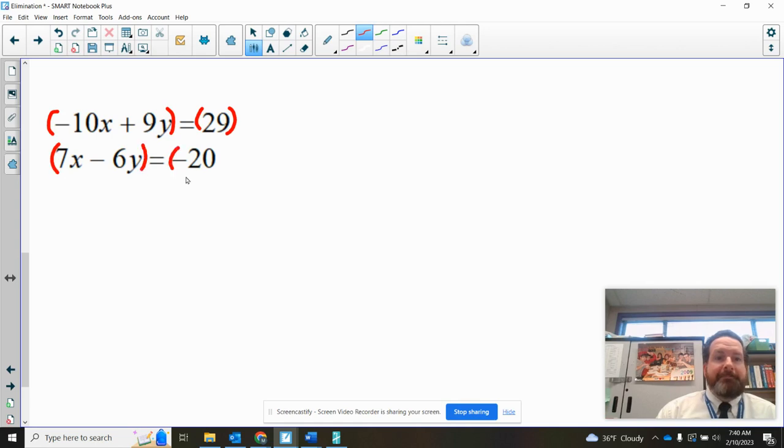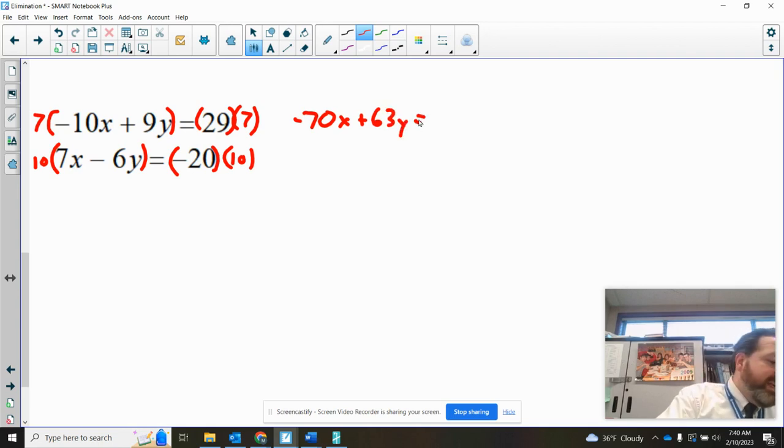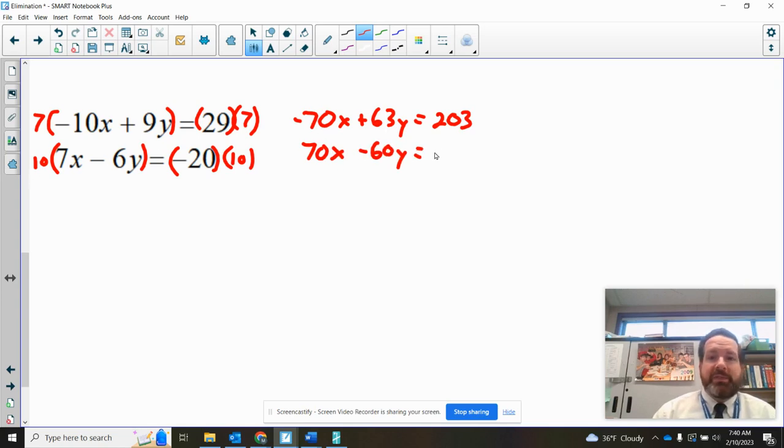Okay, let's see what we got. I'm going to be multiplying on the top by a 7, and then on the bottom by a 10, and then let's check our signs. If I multiply the top one by 7, that gives me negative 70x plus 63y equals, and 29 times 7 is 203. On the bottom, 10 times 7 would be positive 70x, which is what I want. So we don't need to do any negative multiplying this time. 70x minus 60y equals negative 200. And then you would add up your equations, the x's eliminate, and you're good to go.